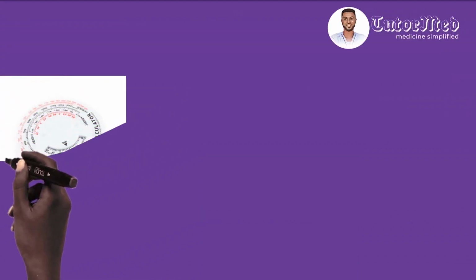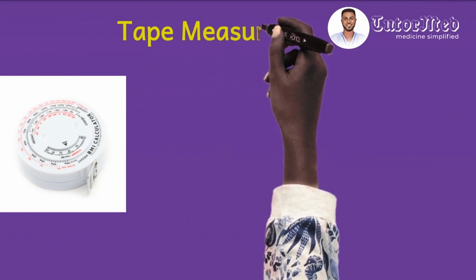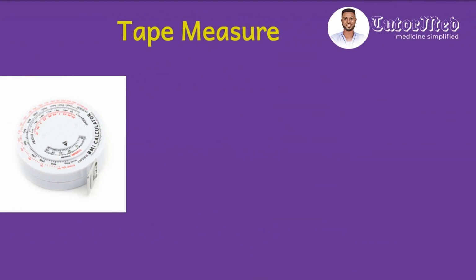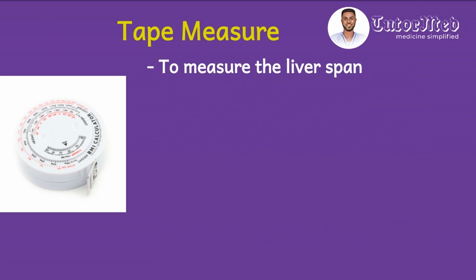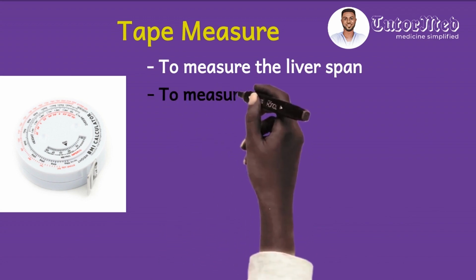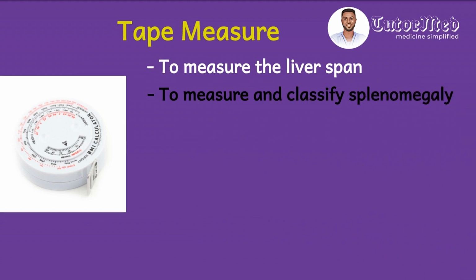And so for the fourth tool, you need a tape measure. You do not necessarily need one with a BMI calculator as shown on the left. All you need is a decent tape measure. Instances where this tool is used, it is used to measure the liver span during the gastrointestinal examination to tell whether the liver is cirrhotic or not. It is also used in the gastrointestinal exam to measure and classify splenomegaly.